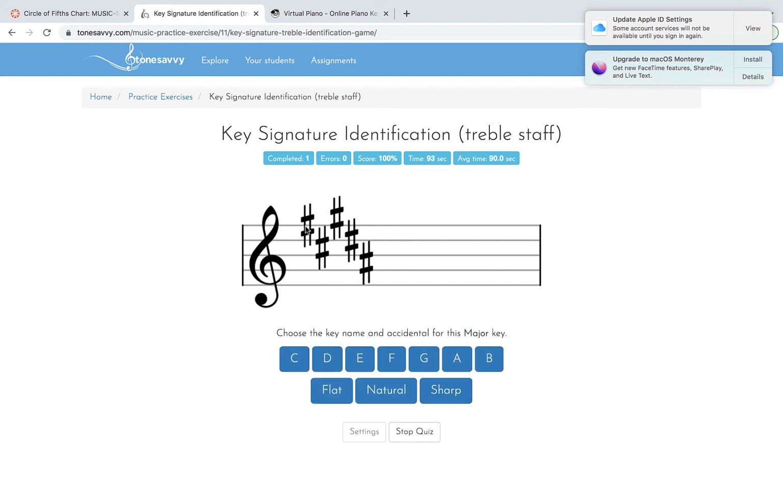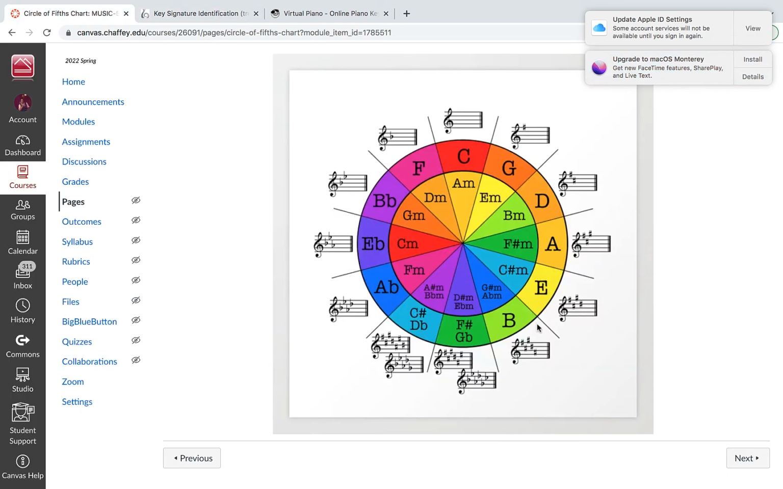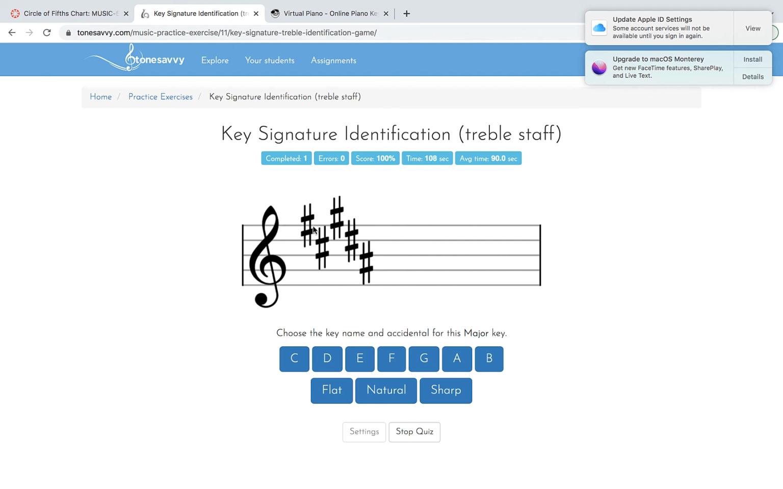Now you could do this. 1, 2, 3, 4, 5. You could just say, okay, I'm just going to look at my chart. 5. Where's 5? Right there. It's the key of B. You could do that, but really try and understand what you're looking at. We are in the key of B: F sharp, C sharp, G sharp, D sharp, A sharp.